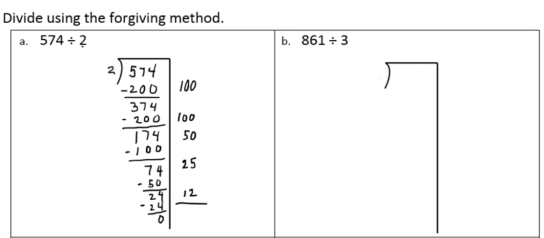Now I have to determine how many groups I took out. Well, if I count, I have 200, 250, 275, 287. That means that 574 divided into 2 equal groups equals 287.